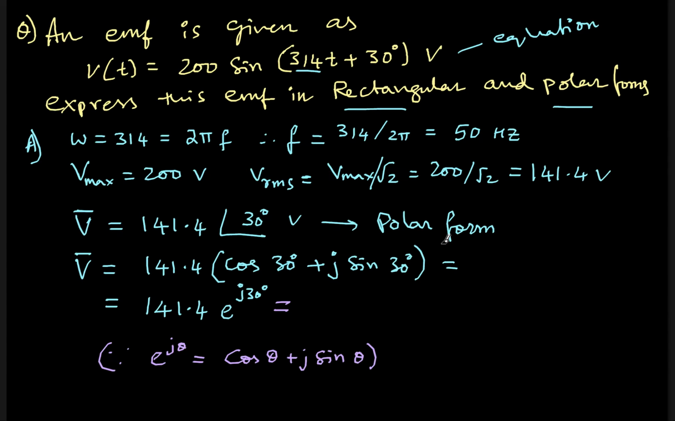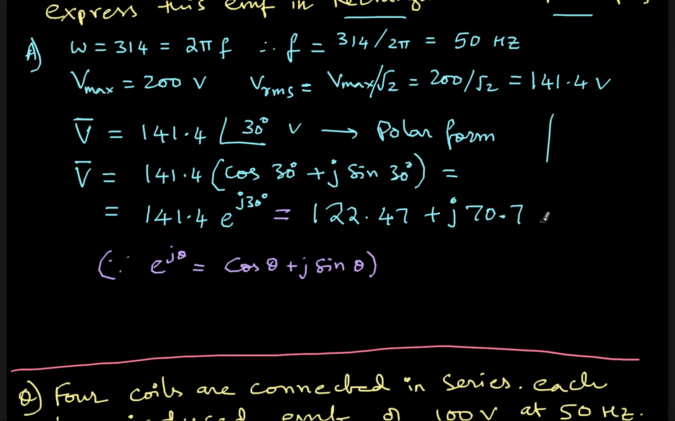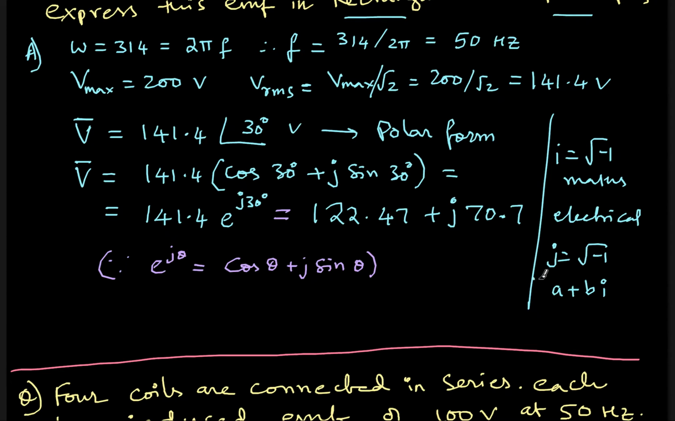So let me write that. So I am having 122.47 plus J70.7. So a little bit about I and J. So I is square root of minus 1. So this is used in maths, whereas in electrical engineering we use J. So J is square root of minus 1. So sometimes we write A plus Bi in maths, whereas this is nothing but A plus JB in electrical engineering. Because for current we use I in electrical engineering, so the I is already taken up by current. So that's about that. And this is the horizontal component, and this is the vertical component.